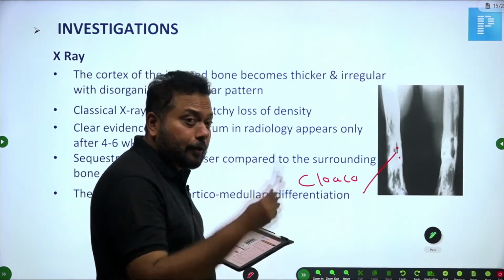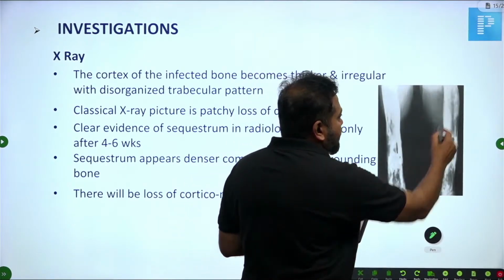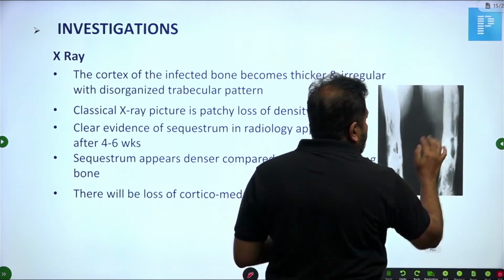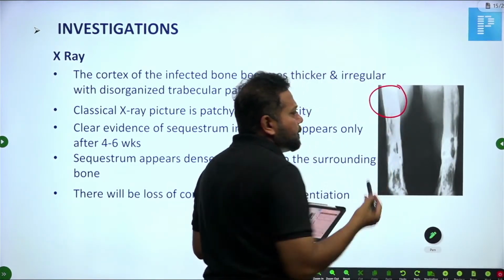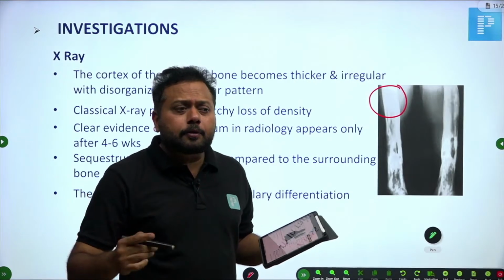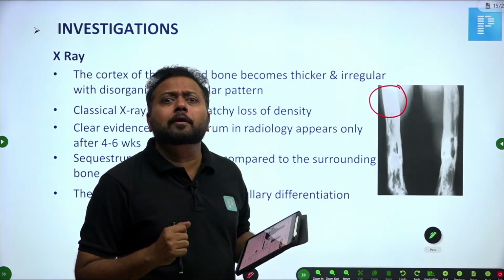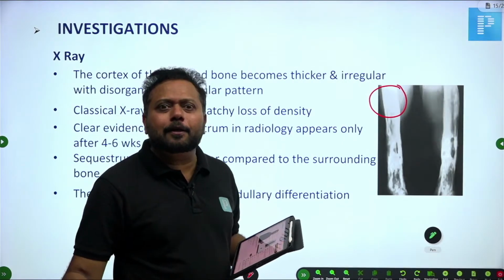Very important thing, dear friends, in chronic osteomyelitis: I am able to see a medulla. This black line is the medullary canal, and the thickened part is cortex. In one place I am not able to differentiate which is cortex and which is medulla. That's called loss of corticomedullary differentiation. The only diagnosis in the whole world is chronic osteomyelitis. There is no second differential diagnosis.